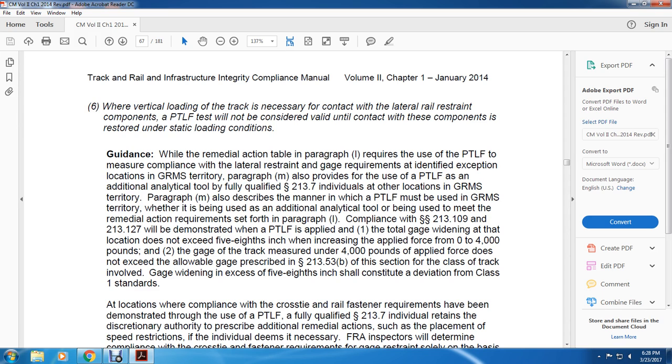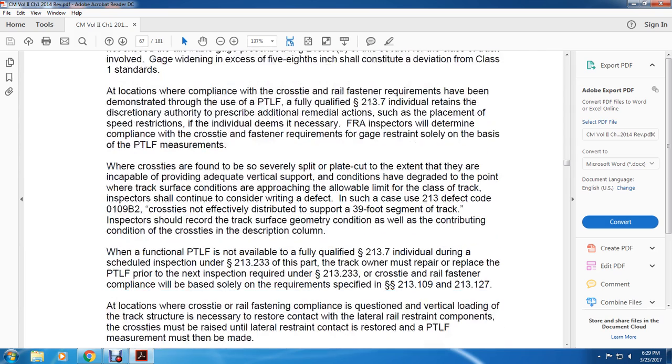Paragraph M also describes the measurement of the portable track loading fixture measuring the gauge resistant measurement system territory, with the additional analytical tool being used to meet remedial action requirements set forth in paragraph L, compliance with 213.109 and 213.127, demonstrating that the portable track loading fixture applied shows: 1, the total gauge widening at the load location does not exceed 5/8 of an inch when increasing the applied force from 0 to 4,000 pounds; 2, the gauge of the track measured with 4,000 pounds applied force does not exceed the allowable gauge prescribed in 213.53(b) for the class of track involved. Gauge widening in excess of 5/8 of an inch shall constitute a deviation from Class 1 standards.